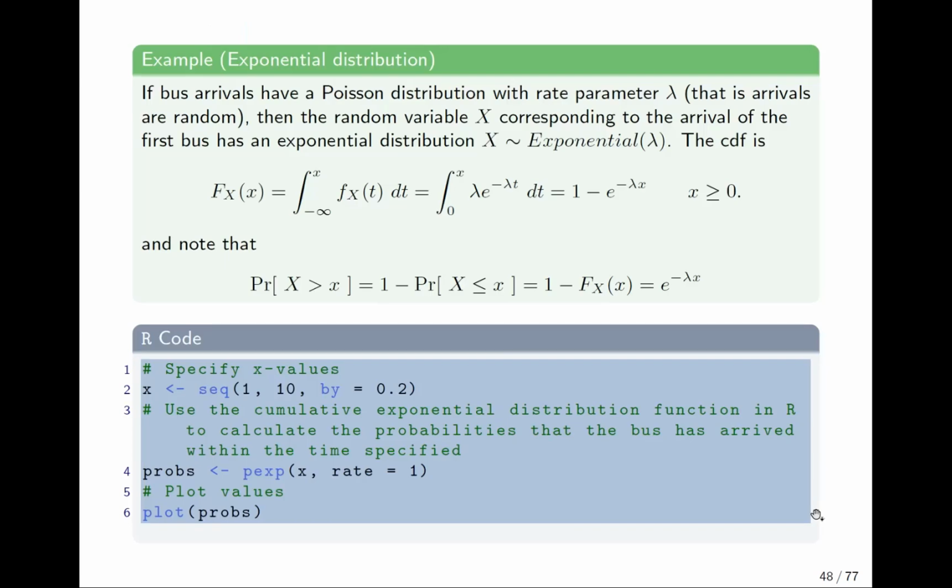To give an example of when a waiting time distribution would be relevant, let's say our bus arrivals have a Poisson distribution with rate parameter lambda. That is, arrivals are essentially random. Then the random variable x corresponding to the arrival of the first bus has an exponential distribution. Its CDF is given by this expression there. And note that the probability that x takes a value greater than x is given by that expression there. And we'll look perhaps at this distribution in the tutorial.